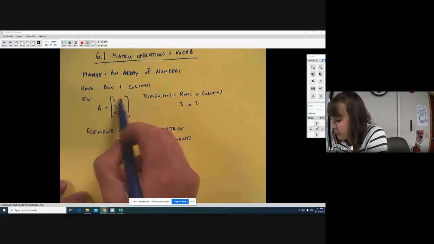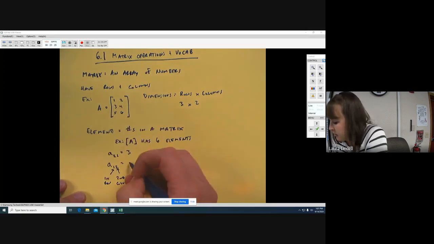So first row is the top row, the second column is this one, so that element would be 2.